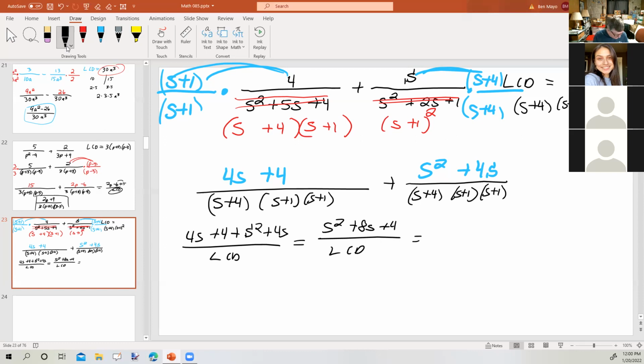S squared plus 8s plus 4. That doesn't factor. So in fact, my final, well, actually, let's go back here. And this is going to be s plus 4, s plus 1 squared. Or you could write it as s plus 4 times s plus 1 times s plus 1 if you wanted to. Any questions on this one?